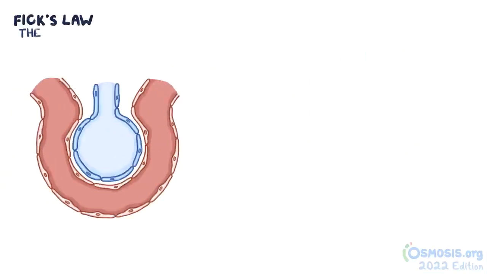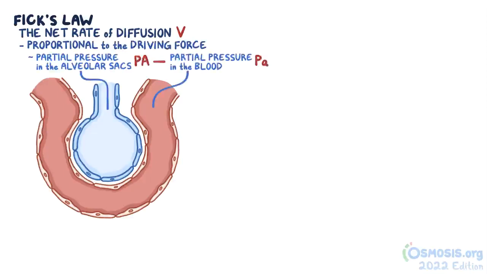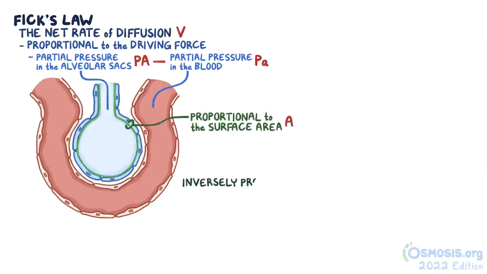Now, the gas exchange across the alveolo-capillary membrane happens according to what is known as Fick's law. Fick's law states that the net rate of diffusion, V, of any particular gas across the alveolar capillary membrane is proportional to the driving force, which is the difference between the partial pressure of the gas in the alveolar sacs, or P capital A, and the partial pressure of the gas in the blood, or P lowercase a, and also proportional to the surface area of the membrane, or A, but inversely proportional to the wall's thickness, T.